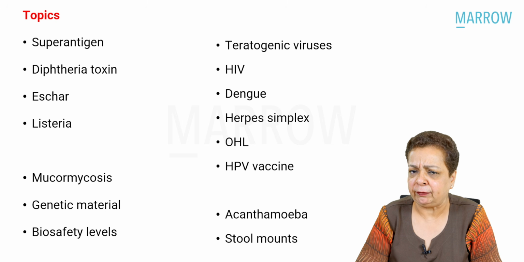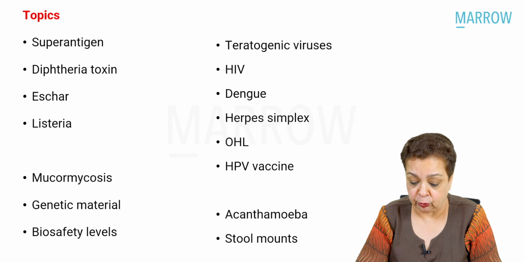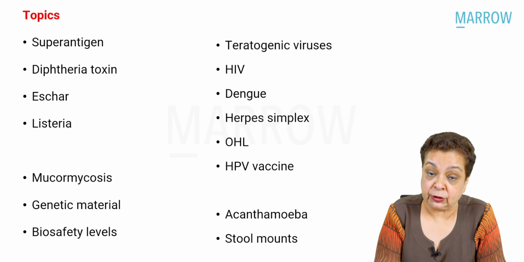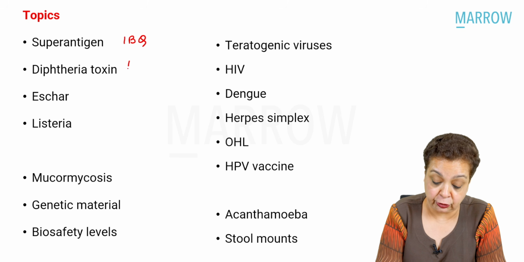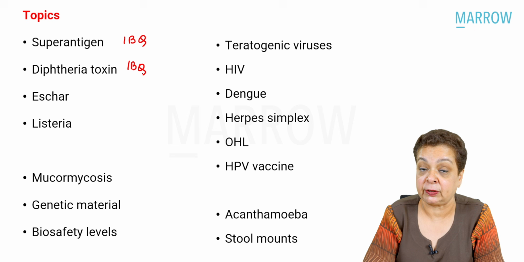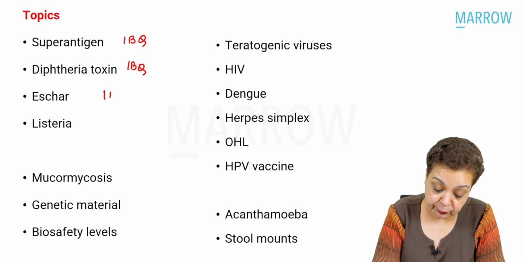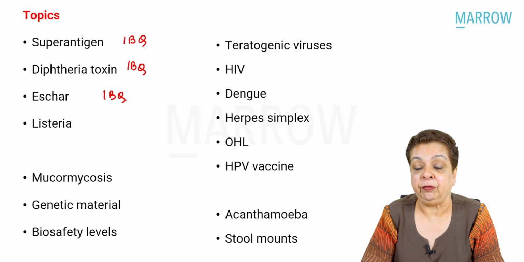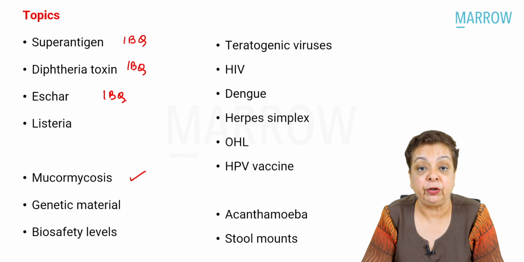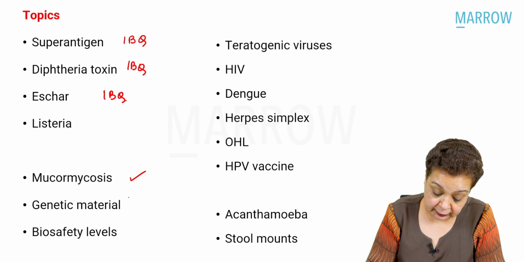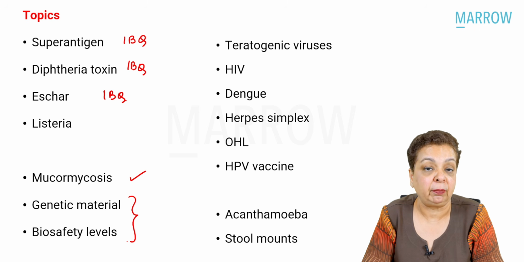There were about 17 to 18 questions in microbiology, right? To start out, we had an image-based question on superantigen, an image-based question on diphtheria toxin mode of action, and an image-based question on Eschar. Then we had a question on virulence factors of listeria. We had a question of a COVID patient with mucormycosis. Then we had two questions from general microbiology.